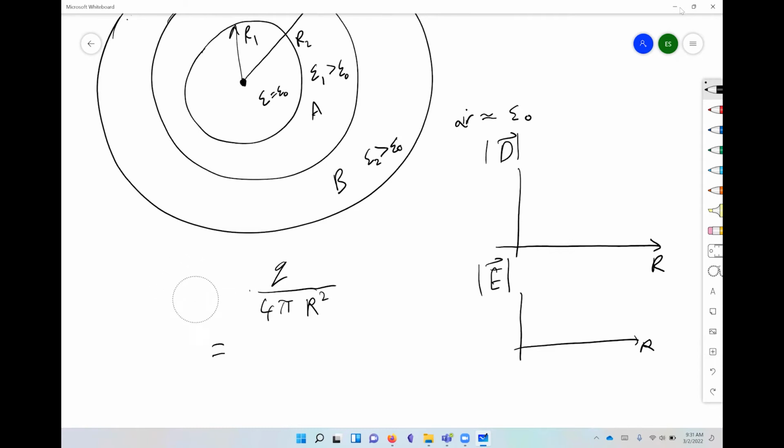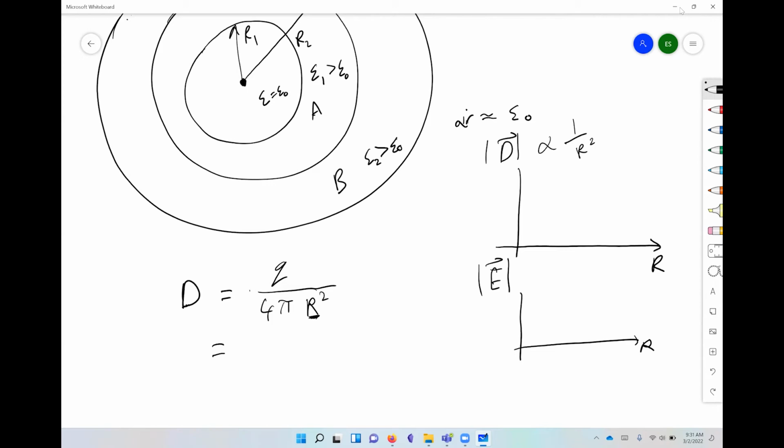Another way of stating the magnitude is removing the arrow from the top. If I remove the arrow from the top, this is the magnitude of the vector. Okay. So this is the flux density anywhere in space, regardless of the material, right? And notice it has this sort of inverse square. So if I want to plot it, it's proportional to 1 over r squared.